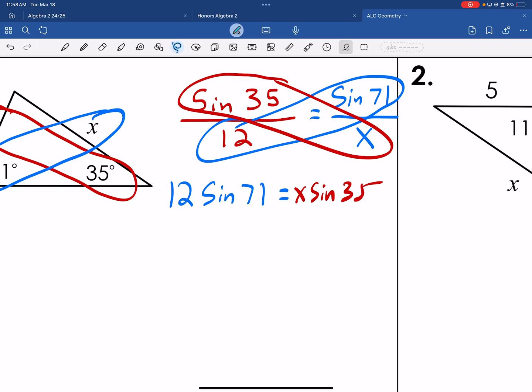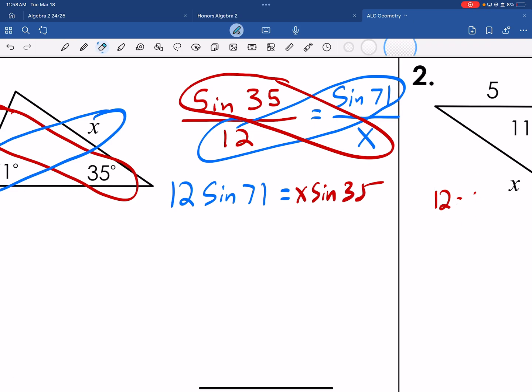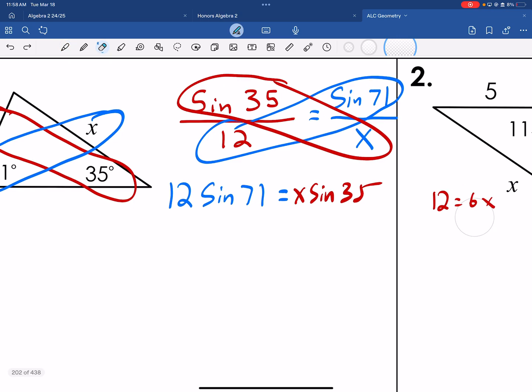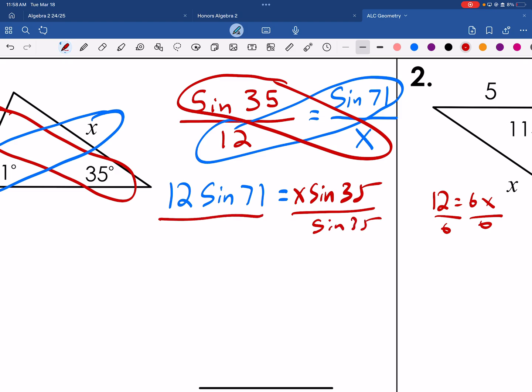Let's say that this said 12 equals 6x. What would I divide both sides by? 6, right? I divide both sides by 6. Well, I don't have 6 here. I have the sine of 35. And I'm going to take this and divide by the sine of 35.